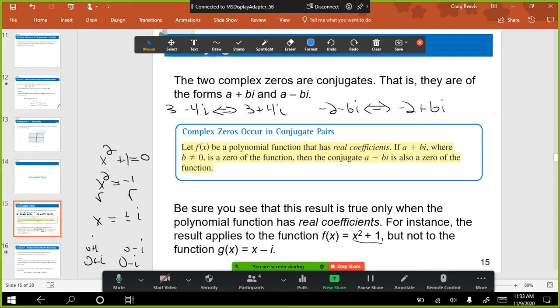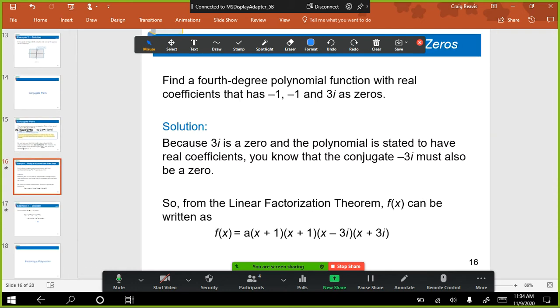All right. Like up here, if 3 minus 4i is a 0 of a polynomial, then this conjugate is also a 0 of that polynomial. Okay. So be sure we are aware of that as we're going through here. All right. So watch how this one works. This one is wanting us to find a polynomial that has zeros of -1 and 3i.